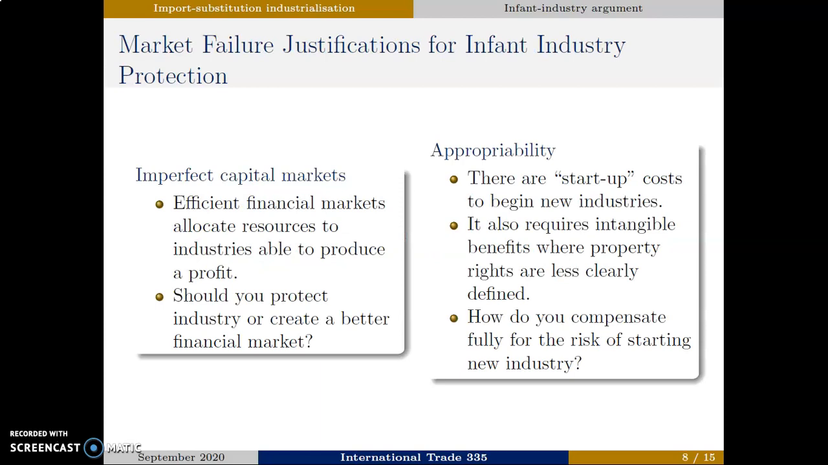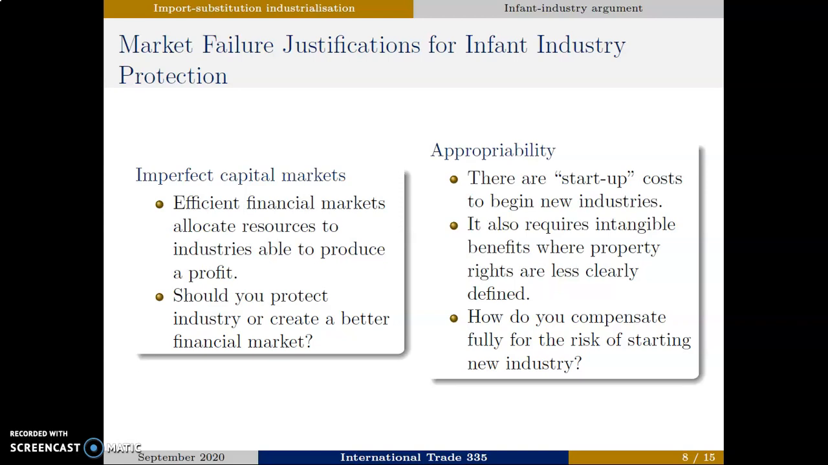The first market failure observed in developing countries, which is used for the infant industry argument, is imperfect capital markets. Efficient financial markets allocate funds and resources to the profitable industries. This can happen through either the stock market or through banks. While we have an efficient and stable stock market in South Africa, our banking sector plays a bigger role in the allocation of resources. If there is no efficient financial market, the question then becomes, should an efficient financial market be created, or should an industry be protected?